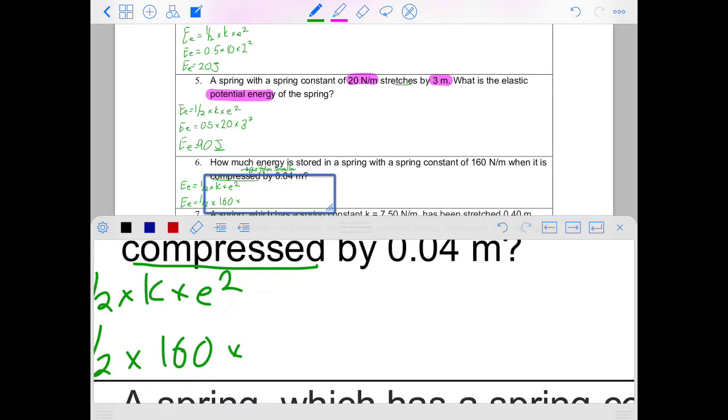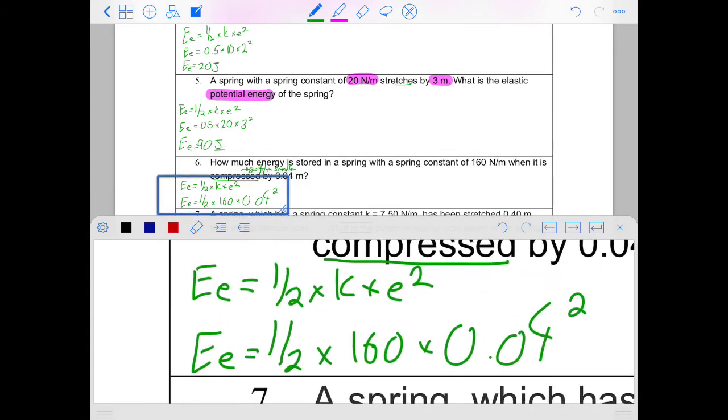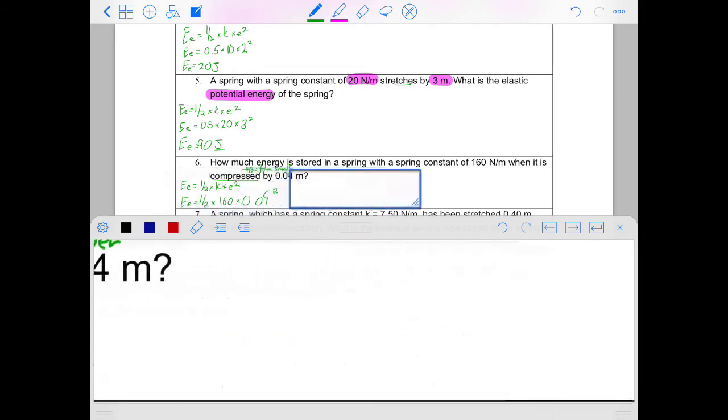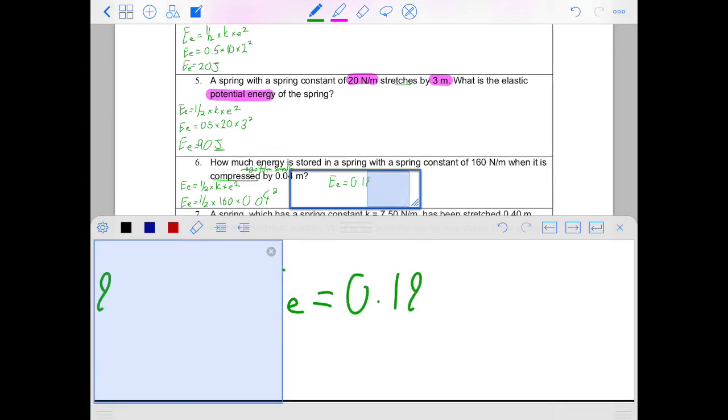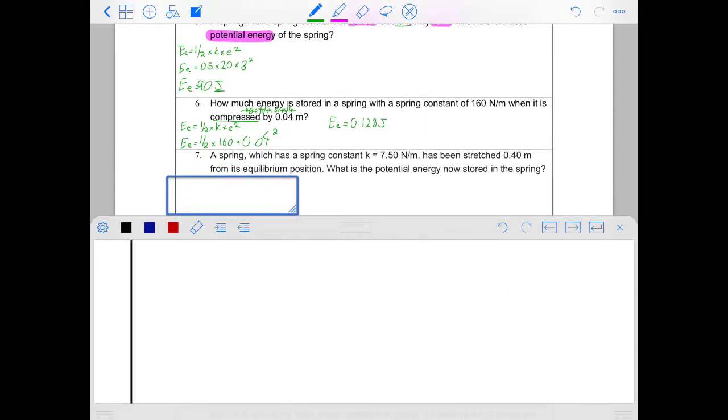So, but again, the overall amount it's been compressed or stretched by doesn't matter. 0.04 meters squared. So you plug that into your calculator: 0.04 squared times 160 times 0.5. Our elastic potential energy is equal to 0.128 joules. Again, don't forget the joules, otherwise you won't get that final mark. But you've already gotten 2 out of 3 marks, even if that is the case.